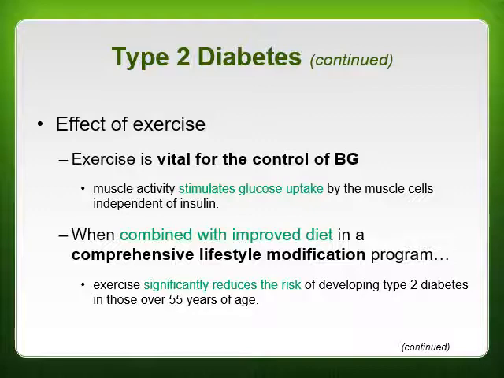We've seen in studies that exercise actually significantly reduces the risk of the development of type 2 diabetes in people over 55. And remember, we've talked about the natural degenerative processes when you get older and how people become more inactive. So the fact that exercise can help to alleviate some of the issues and the likelihood of developing type 2 diabetes in older adults, that's a great thing.